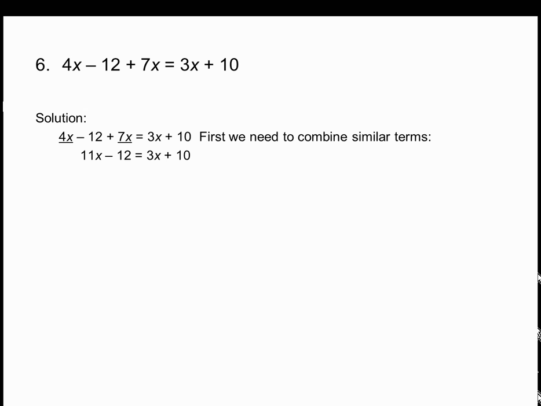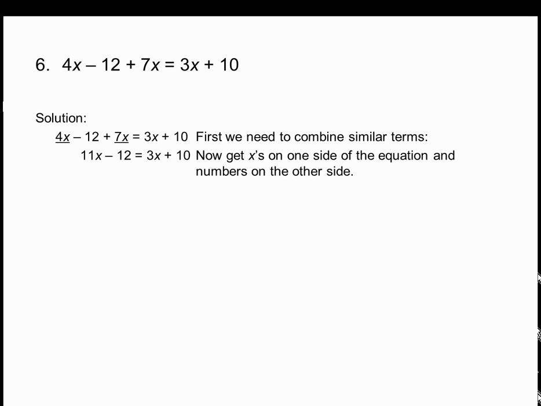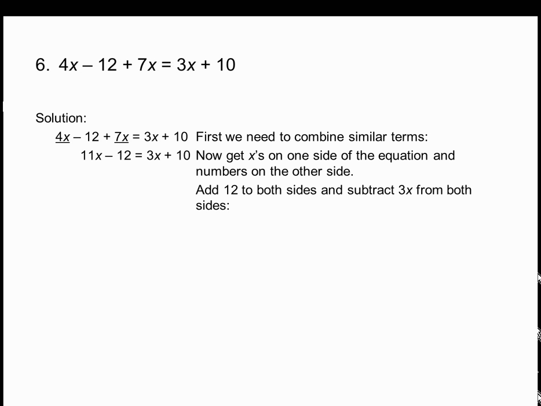Okay, now I want to move x's to the left, numbers to the right. Okay, I actually have a bias of moving x's to the left. You can move them to the right, but I prefer to move them to the left. That way you can say x equals something. So get x's on one side of the equation and numbers on the other side. Again, I prefer the variables on the left. So add 12 to both sides to get rid of the 12 here, and subtract 3x from both sides to make this 3x go to the left side.